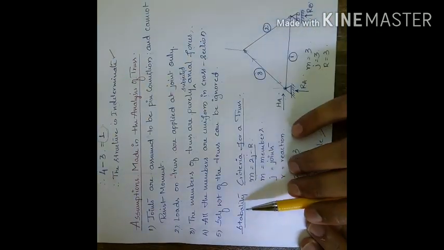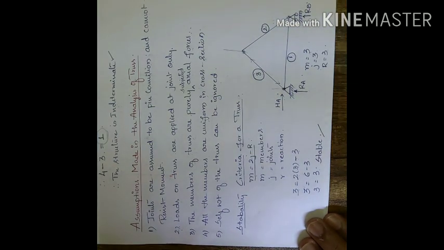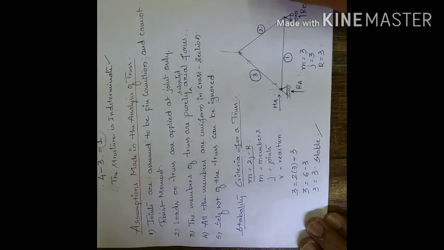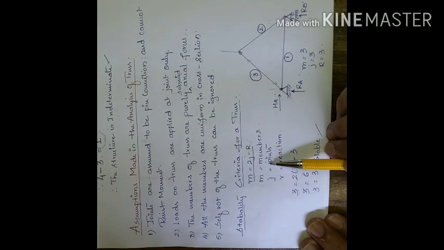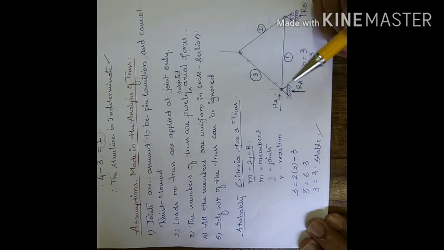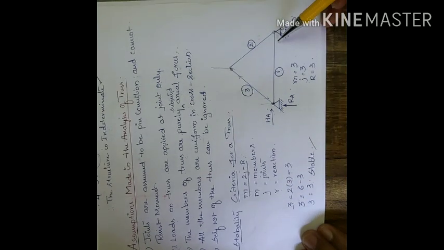The next part is the stability criteria. So what is the stability criteria? It gives a formula: M is equal to 2J minus R. What is M? M is the number of members, J is the number of joints, R is the number of reactions. So what is a member? Now you can see a simple example here.